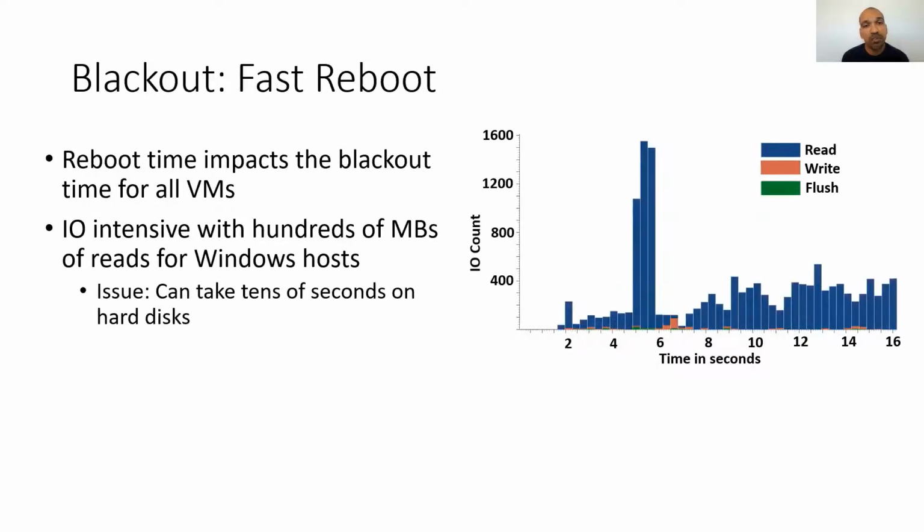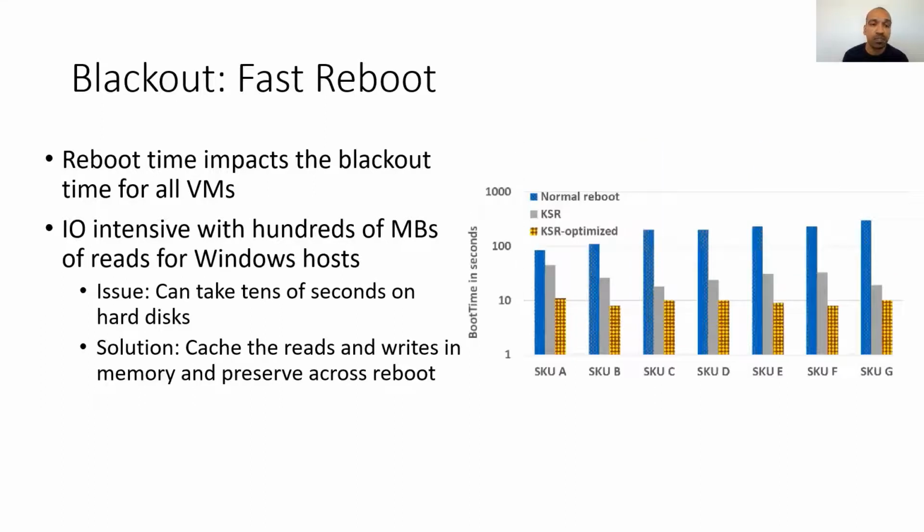The first factor that impacts blackout is the reboot time. It is important to optimize the reboot time as it impacts the blackout for all the VMs on the host. As shown in this graph, the reboot process is very I/O intensive, primarily reading hundreds of megabytes of data, and it can take tens of seconds on hard disks. Our solution to improve the reboot time is to cache the reads and writes using a file system driver in memory. We also preserve the cache across reboot using the same techniques used for preserving VM memory.